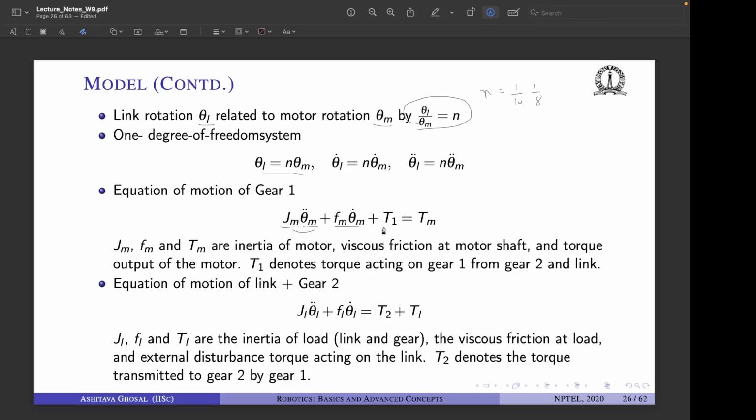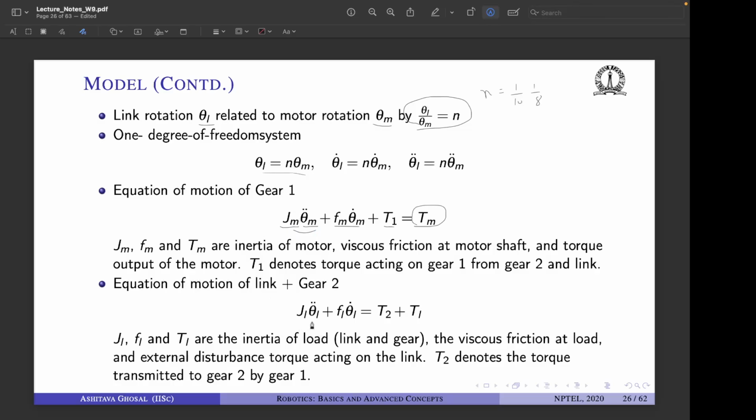And tau 1 is the torque acting on gear 1 from gear 2, right? So that is the reaction torque that is being applied due to the meshing between gear 1 and gear 2, and that, summed, is equal to the motor torque, right? So tau m is the torque output of the motor, and that is balanced by these quantities.